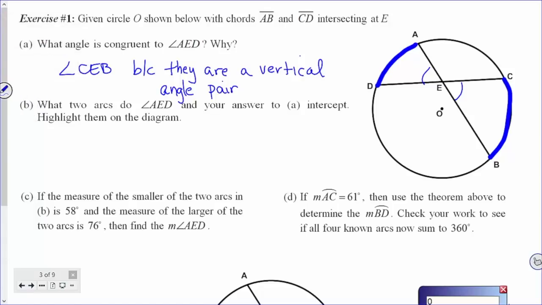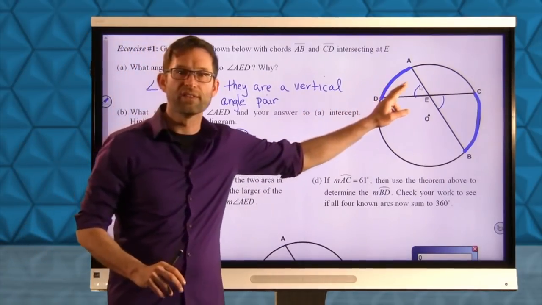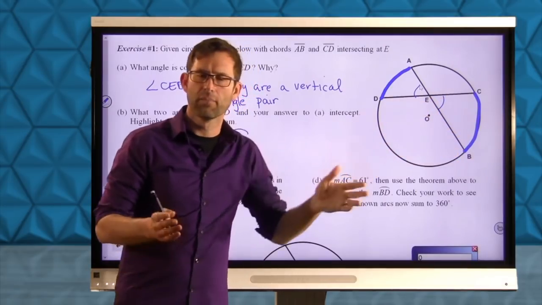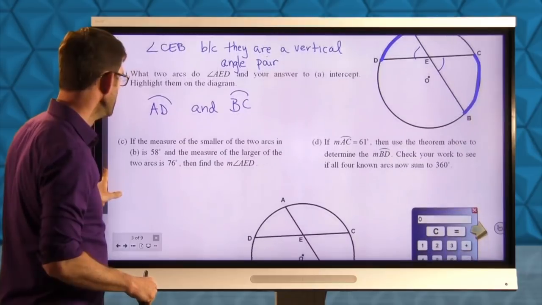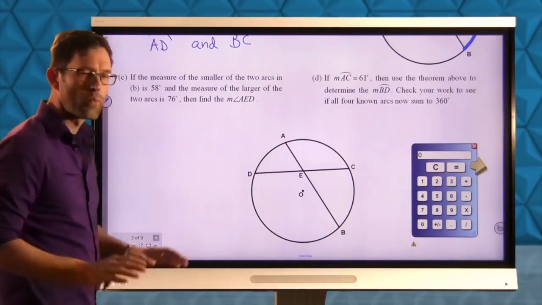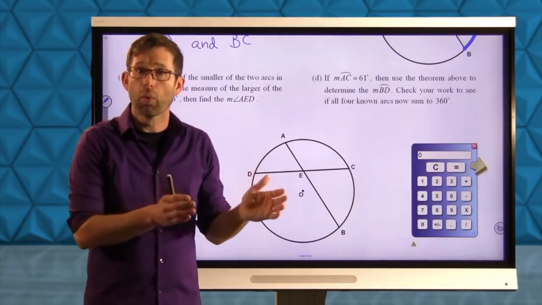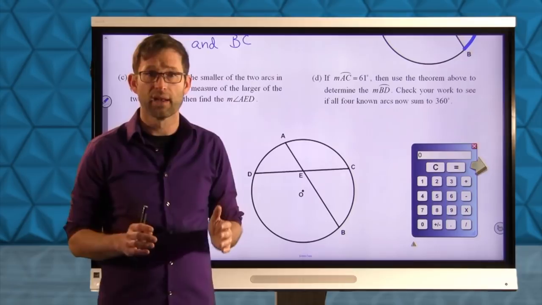Now, you might think that that's kind of a silly exercise, but for some students, that can be very difficult. When we talk about two chords and these angles, the actual arcs that they intercept can be kind of tricky for students. So now, let's go down to here. Now, right now, we have not proven this theorem yet, but we're going to use it. We will prove the theorem in just a little bit. Okay, in the next exercise, we're going to get into it.